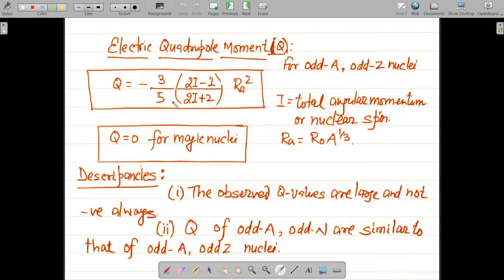Now minus 3 by 5 into (2I minus 1) divided by (2I plus 1) into R A square. What does I mean over here? I is the total angular momentum or nuclear spin. Either you call it nuclear spin or total angular momentum, it is one and the same thing. So capital I is the value of total angular momentum or nuclear spin, which we have already found out till now. How to find the value of I has already been discussed in the previous lectures.